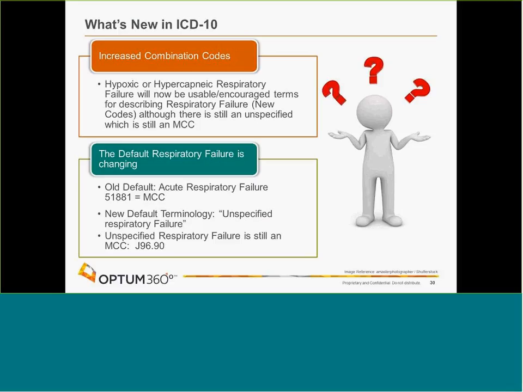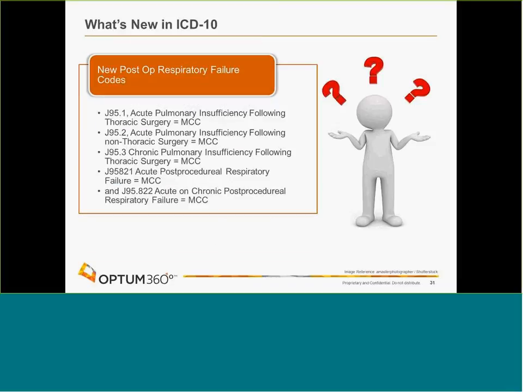So ICD-10, I mentioned the hypoxic and hypercapnic already. The defaults are changing slightly. If you just wrote acute respiratory failure, that would default to acute respiratory failure in ICD-9. In ICD-10, it defaults to unspecified respiratory failure, and that's okay because it still conveys the highest level of severity. And again, there are your postoperative and thoracic respiratory failure codes.